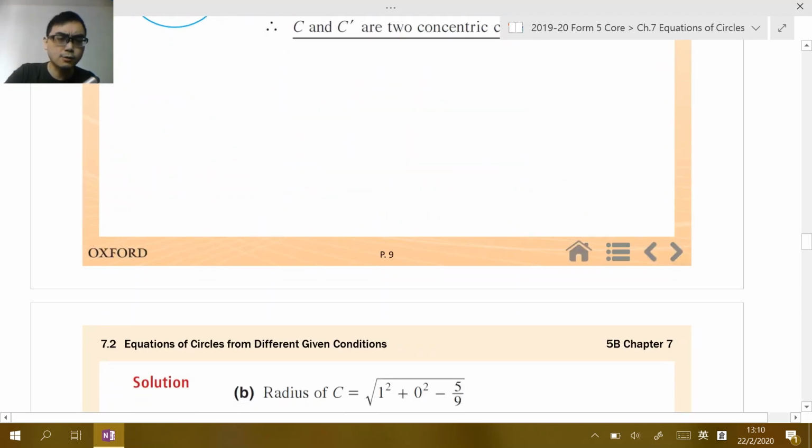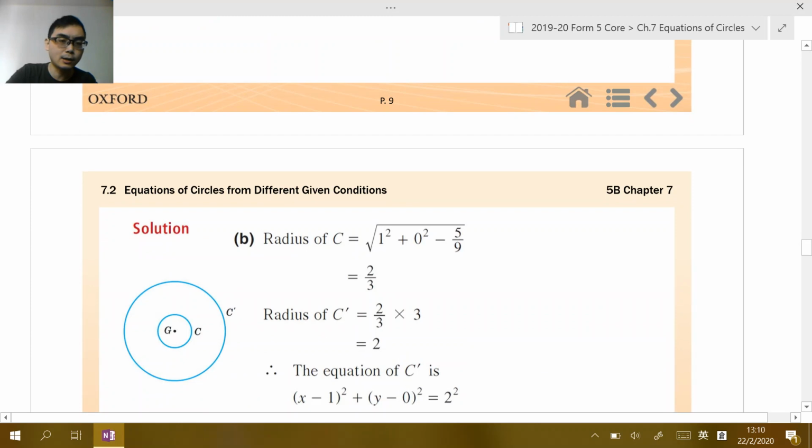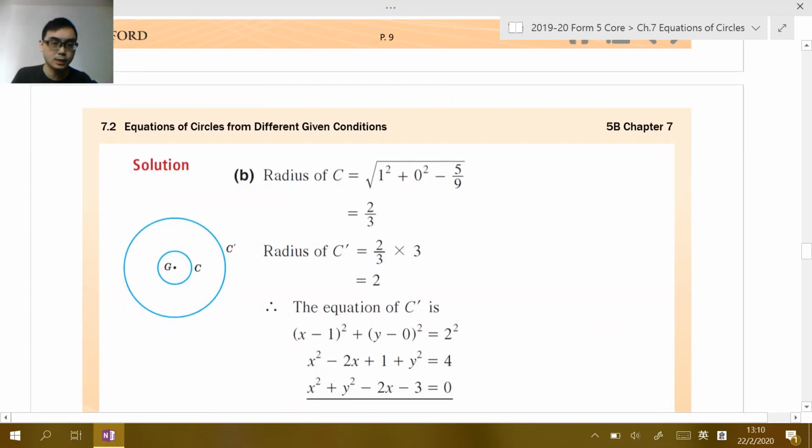So in order to do this, first of all we have to apply the formula that we learned before to find the radius of C. Then for example, you get 2 over 3. Multiply by 3, and you get the radius of C prime should be 2. So once again, you use the center and radius, and you finish the problem.